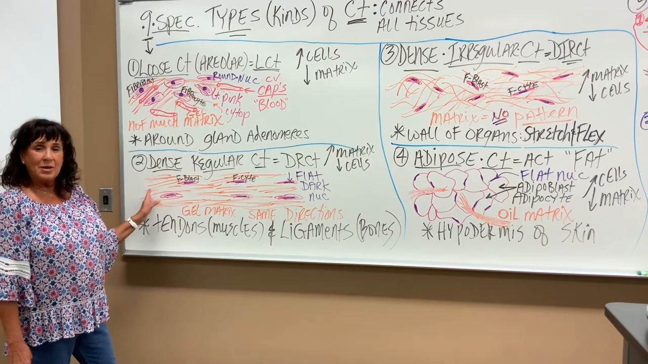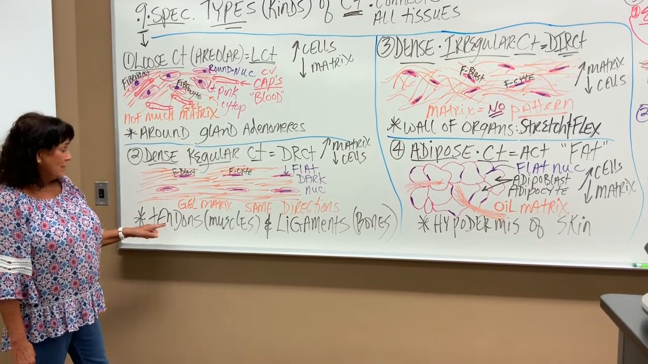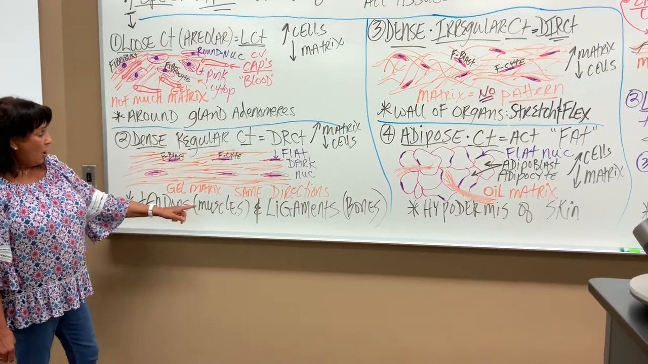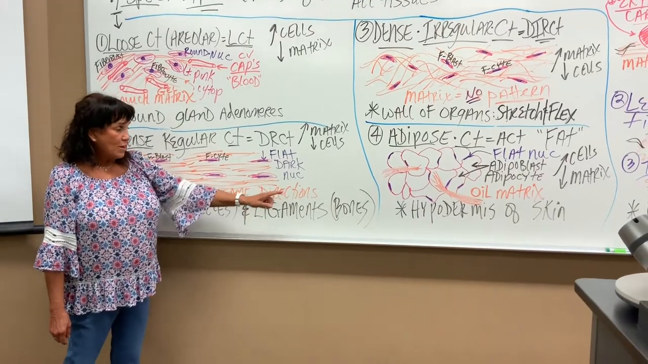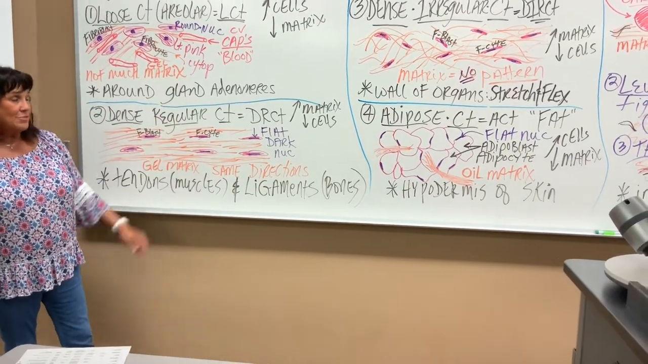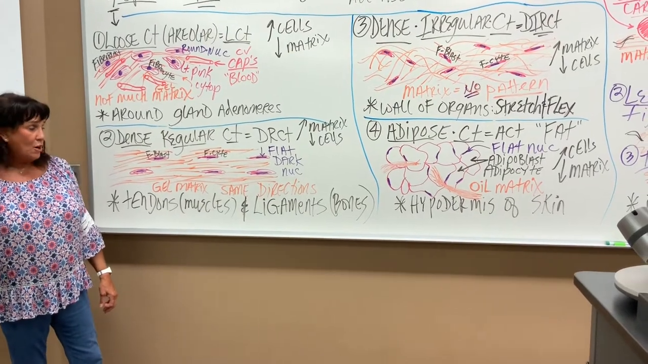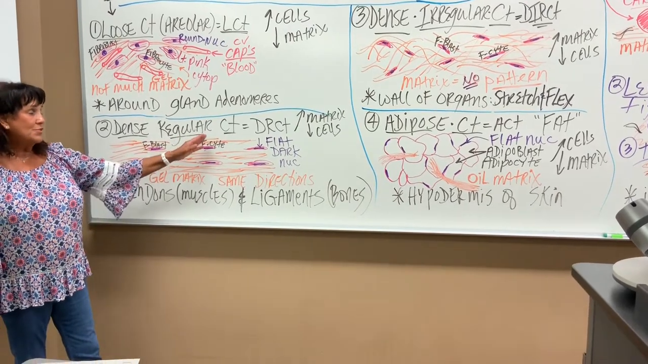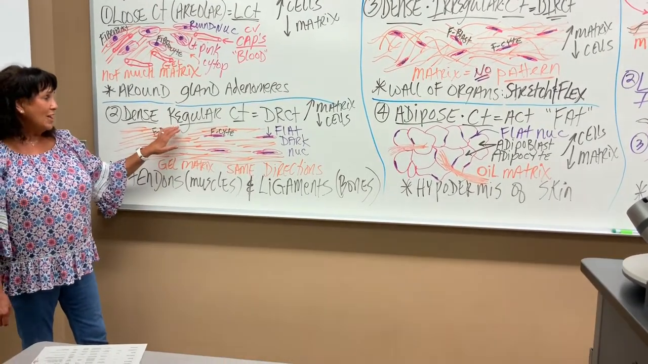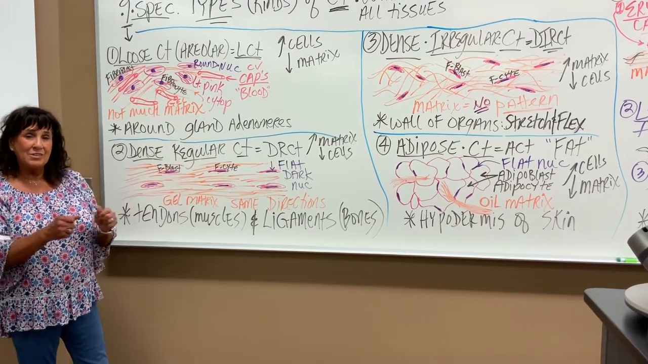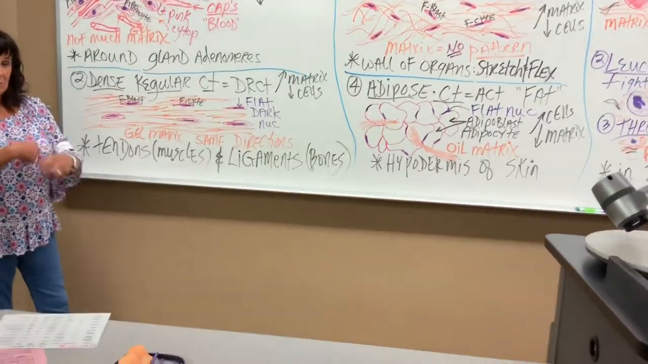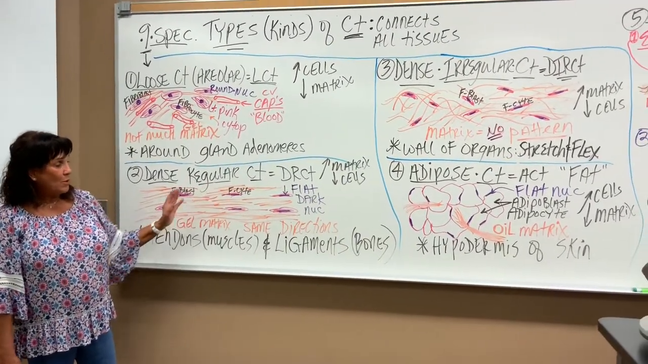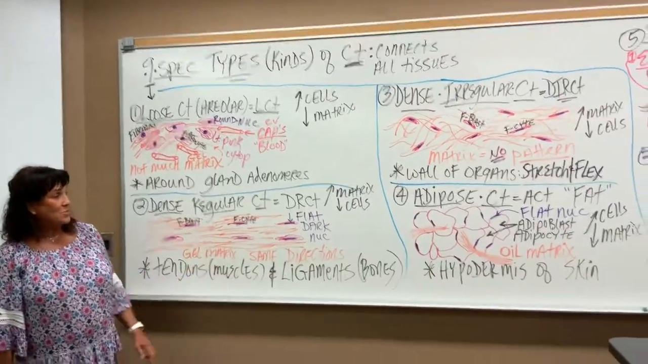So what makes up dense regular CT? Well, your tendons, which attach muscles to bone, okay? All tendons and all ligaments, which attach bone to bone or bone to cartilage, are dense regular CT. So all tendons and ligaments in the human body are made out of dense regular CT. A lot of times I like to say you should think of dense regular CT like a stretchy ACE bandage that you wrap when you have sprains and strains for support. So it's great for support, it's very tough, and that's dense regular CT.